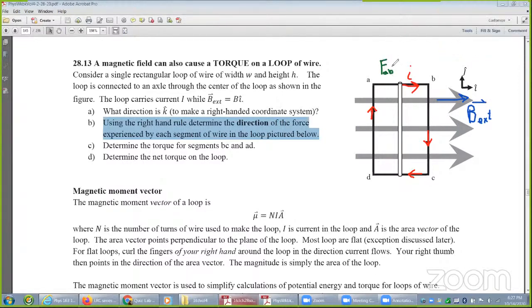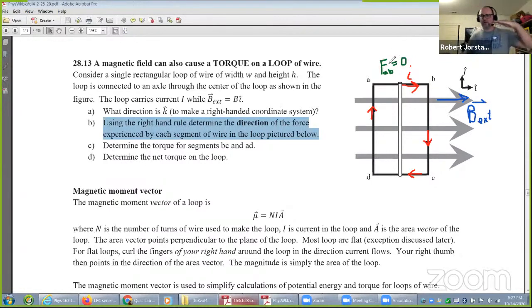Is there none? They're the same. Exactly. Good job. Trick question. When charges move parallel to B, no force. Well, if current's moving this way, that's electrons moving that way, they're anti-parallel, still no force. Sine of 180 is 0. All right. How about force BC?